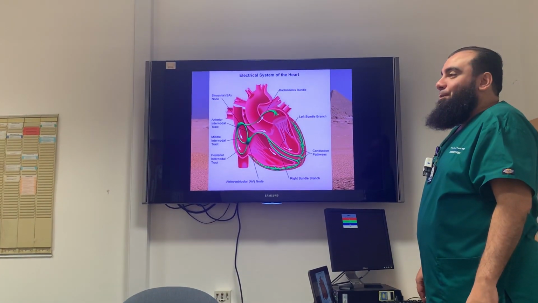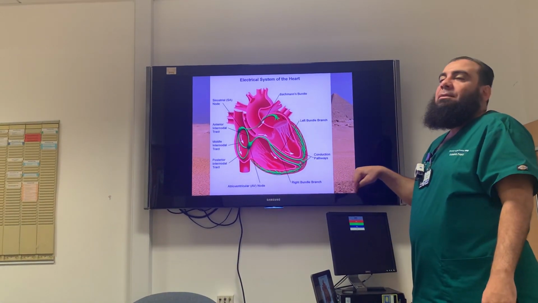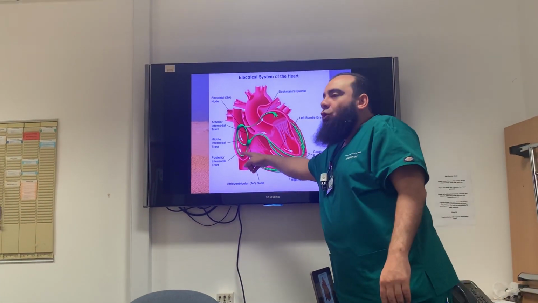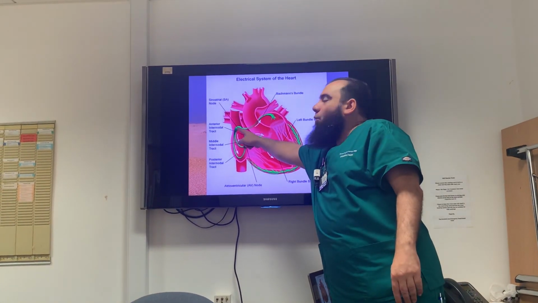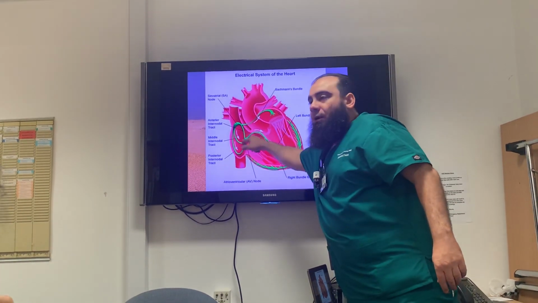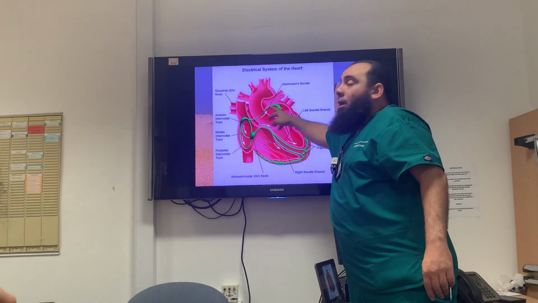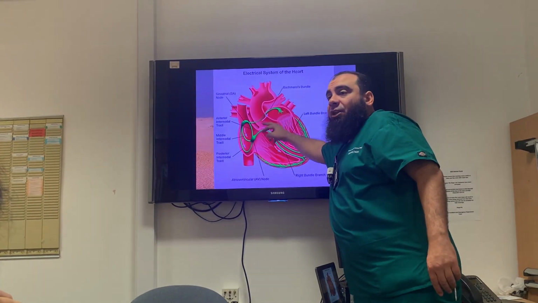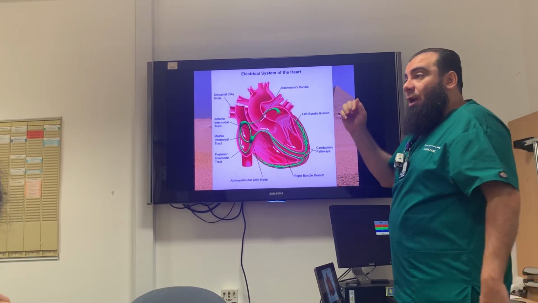How does the electricity run from the right atrium to the left atrium to the ventricles? The SA node generates the impulse, which circuits in the right atrium and goes to the left atrium as well, making an excitation in the left atrium at the same time, with a very tiny timing difference between them.